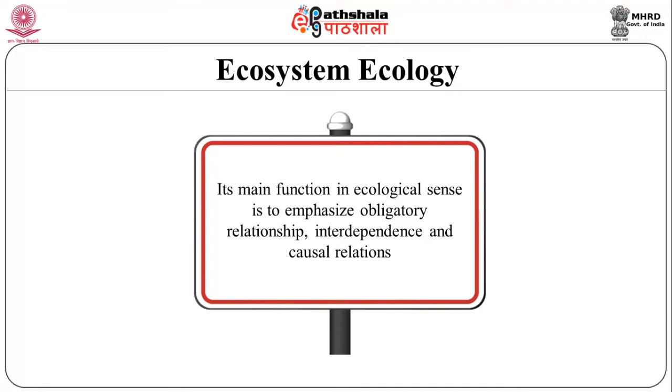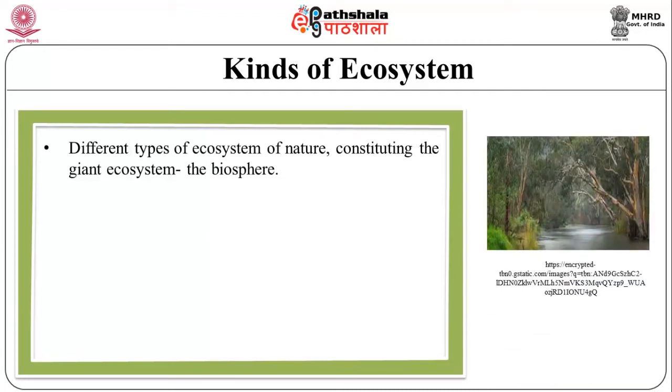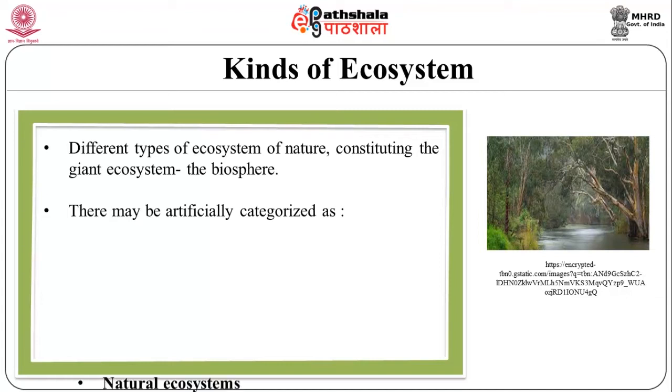Its main function, in an ecological sense, is to emphasize obligatory relationship, interdependence, and causal relationships. What kinds of ecosystems do we need to study? The different types of ecosystems in nature constitute the ecosystem that you know as the biosphere, as you've already seen in the figure. Many of them are artificially categorized as well. Let's see a few of them.